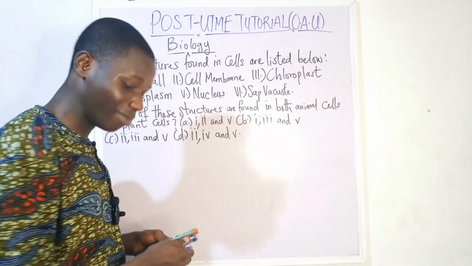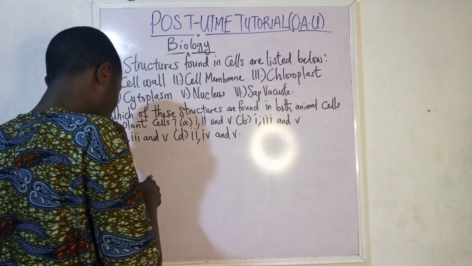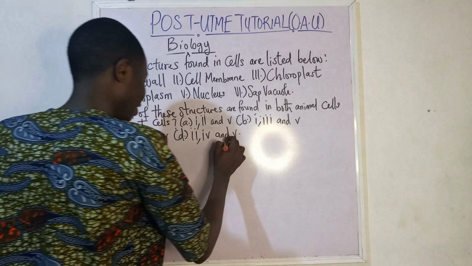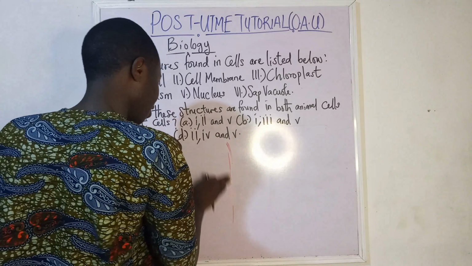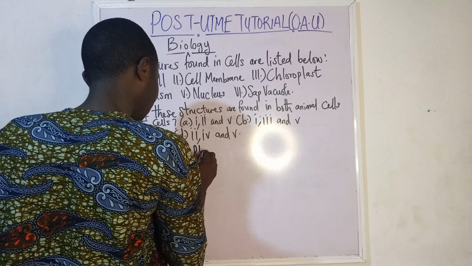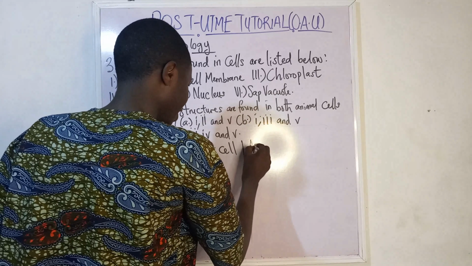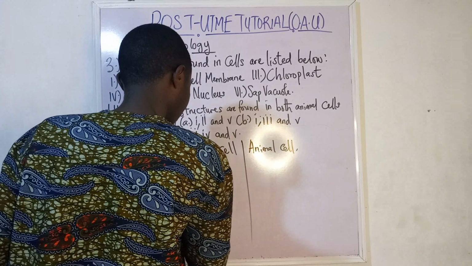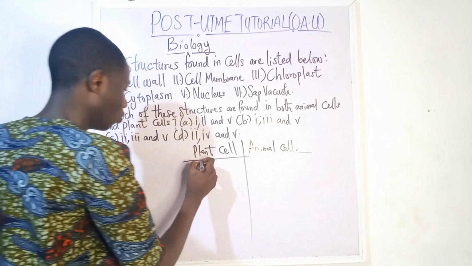Now, let me tell you some of the things that you need to know. Let me just write it now. Sorry, let me use something more thick. In plant cell and in animal cell. Now look at it. Plant cell, they have what?